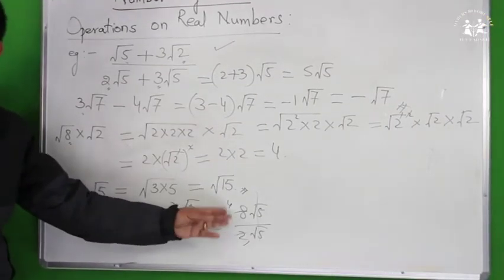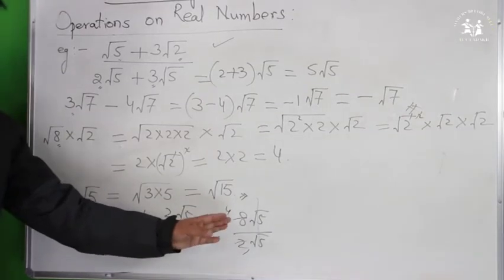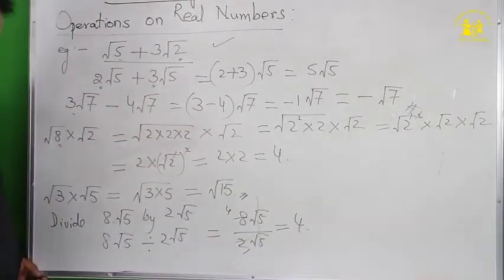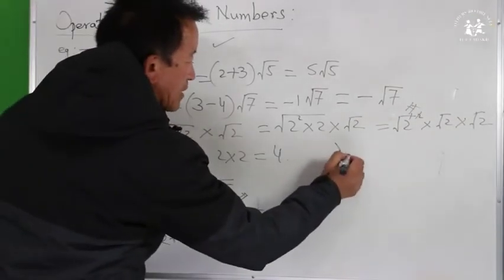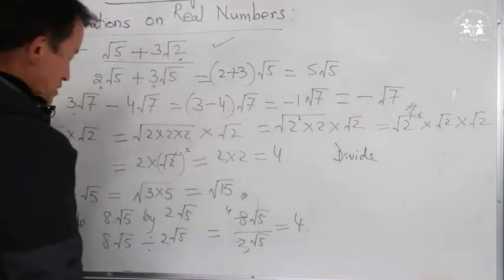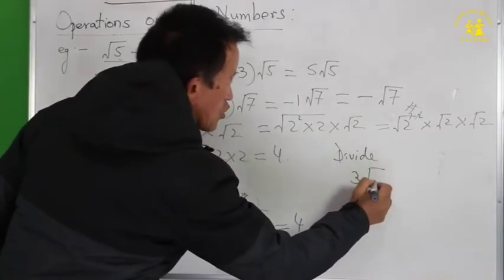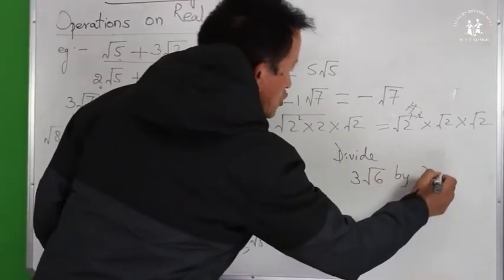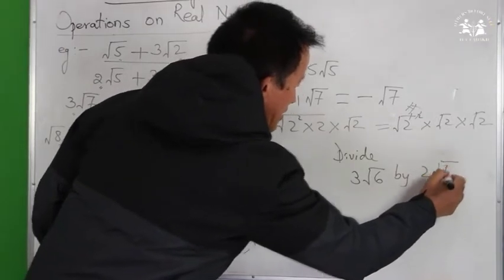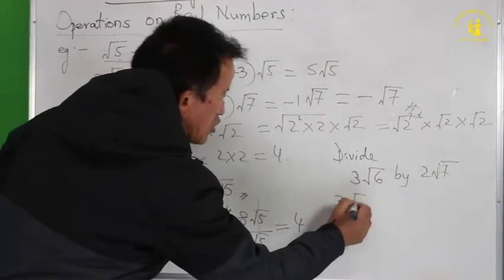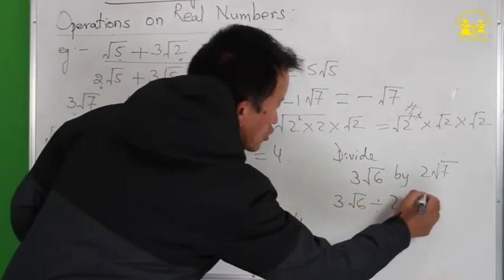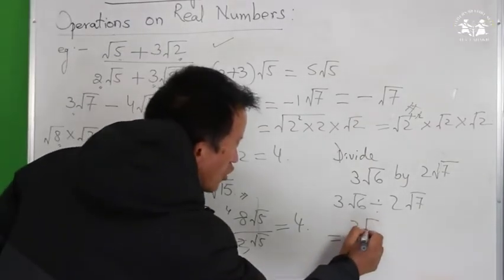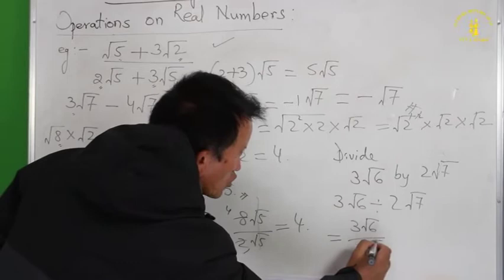The rational number with the factor is equal to 4. Another example of division: divide 3 square root of 6 by 2 square root of 7. 3 square root of 6 divided by 2 square root of 7.